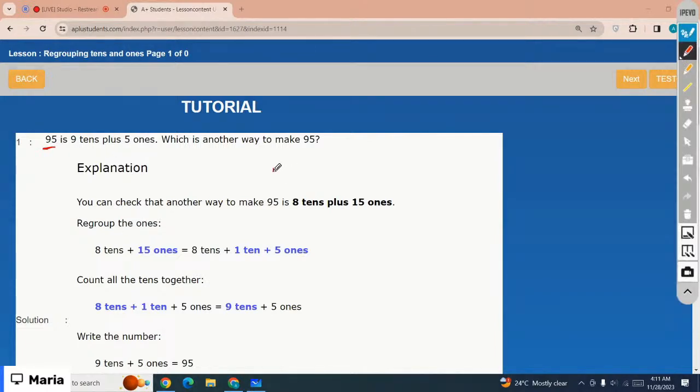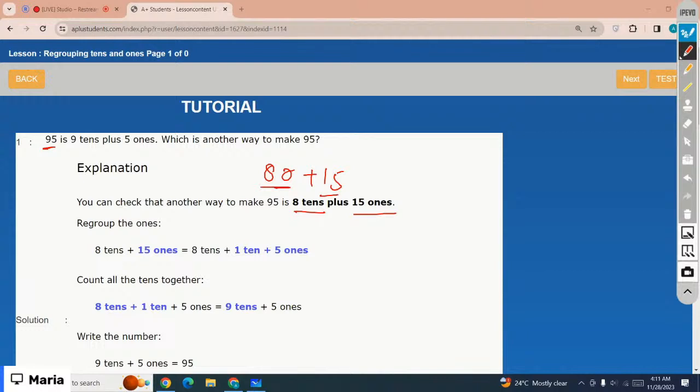So we can write 95 as 80 plus 15, right? So we can say we have 8 tens and 15 ones, right? When you add them, they make 95, right?